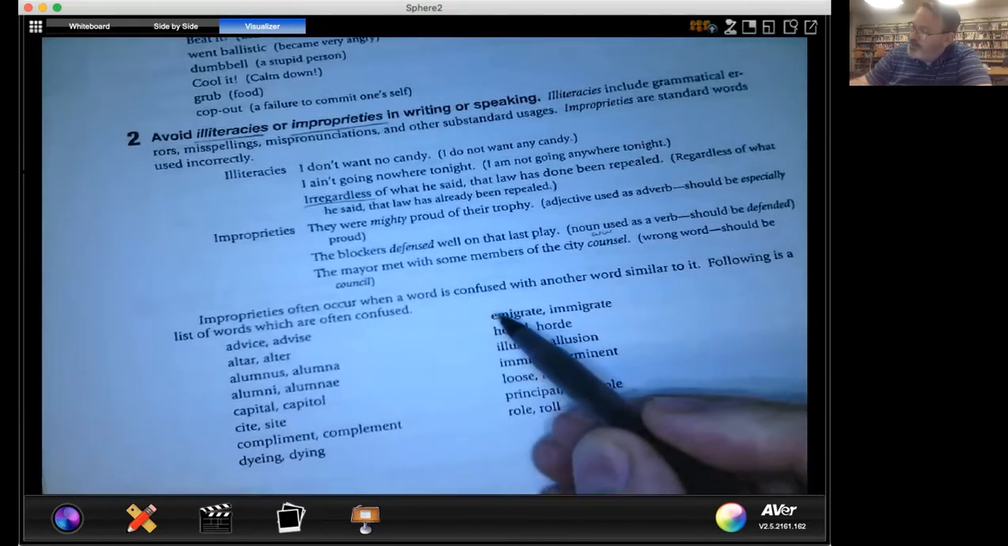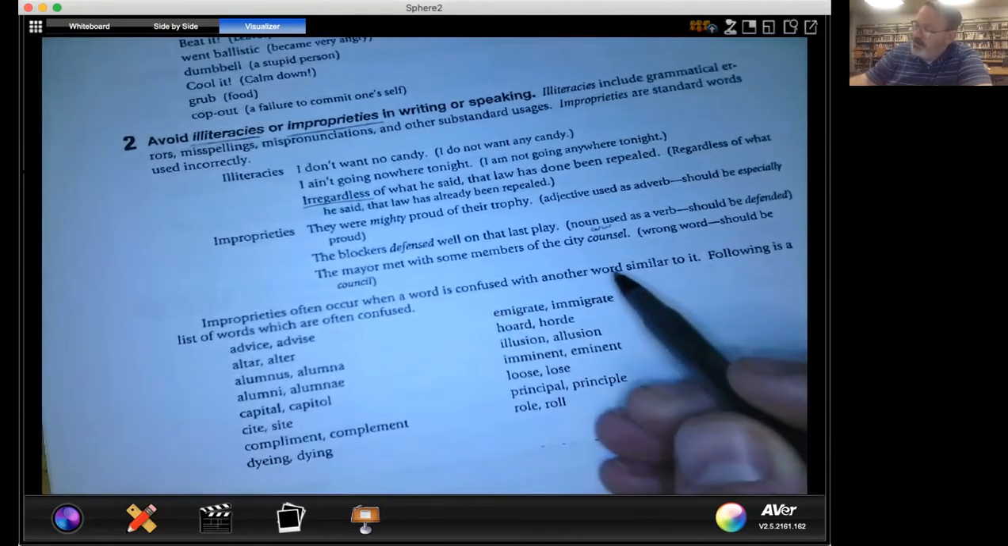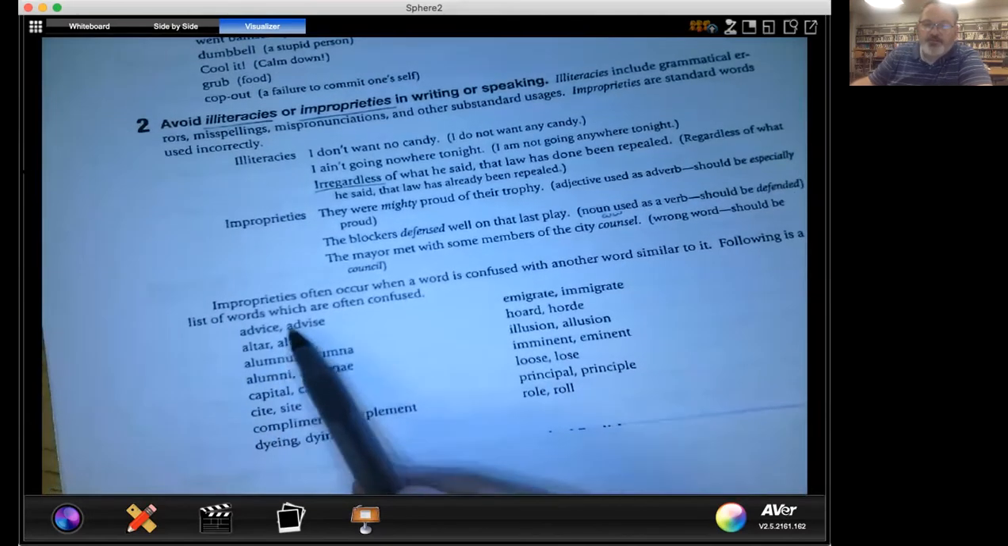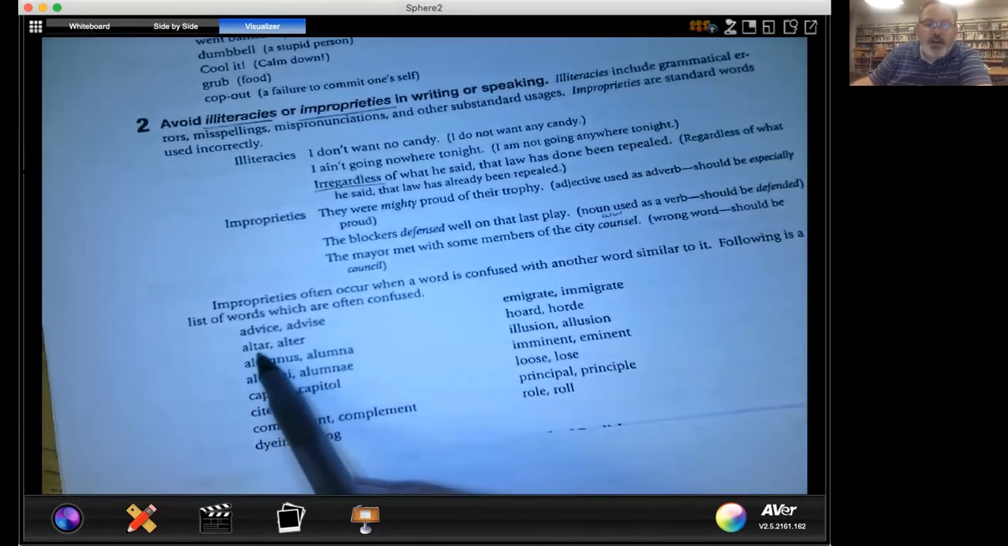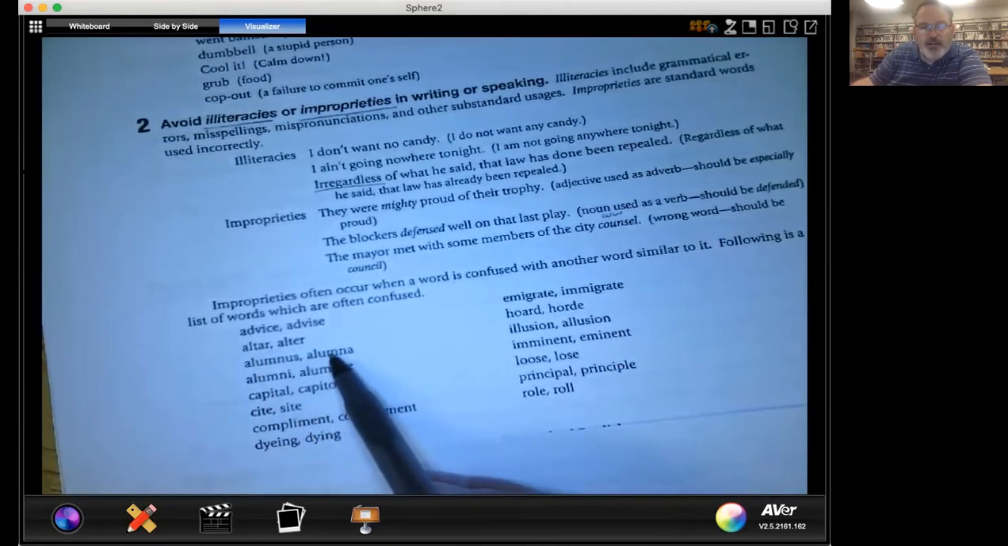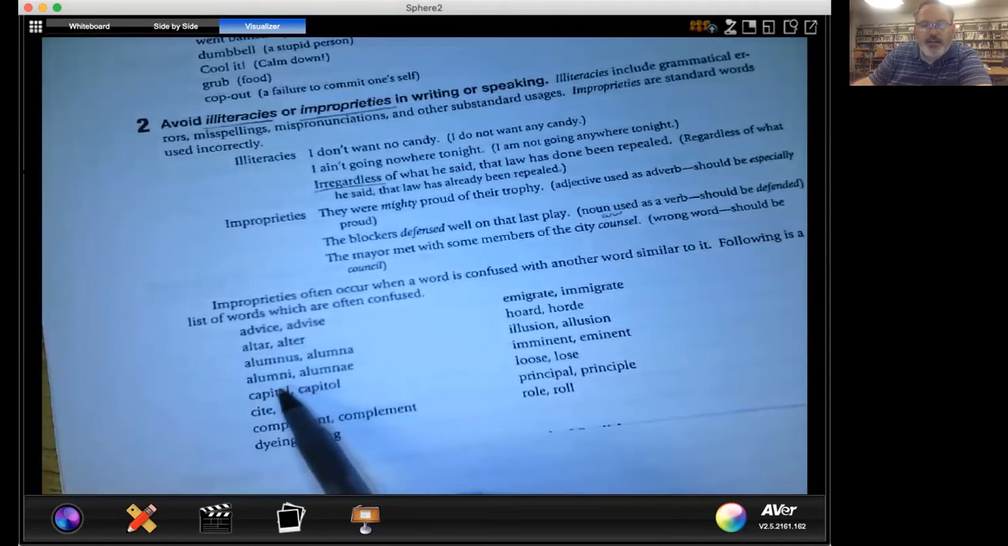Okay. Now, here are some examples of improprieties. They often occur when a word is confused with another word similar to it. Here's a list of often confused words. Advice and advise, alter and alter, that means change. Alumnus, alumna, alumni, alumnae. Those are all difficult. They're very similar in meaning, but we've got plural, singular, male and female. Okay. Capital, capital. Okay. Capital letter.